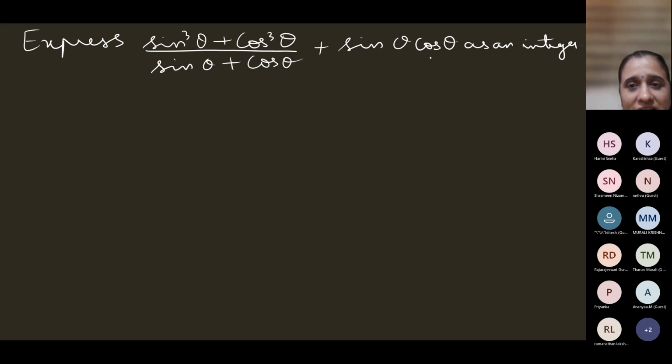Now this one is not an identity, it is an expression. You'll have to work this and show the answer is an integer. So the answer can be like 0, 1, minus 1, 3, 7 by 5. Can it be 7 by 5? Can the answer be 7 by 5?